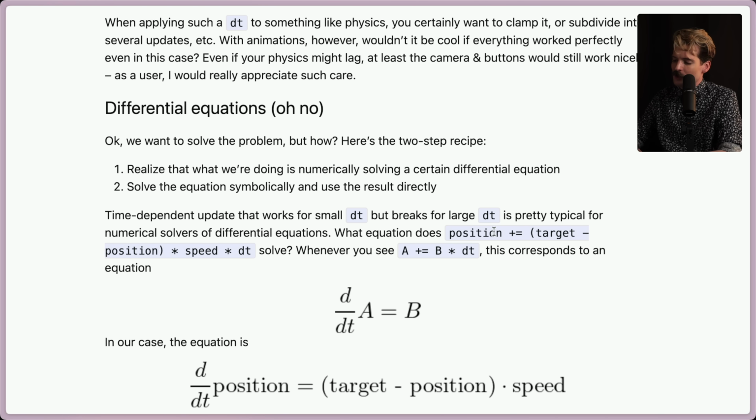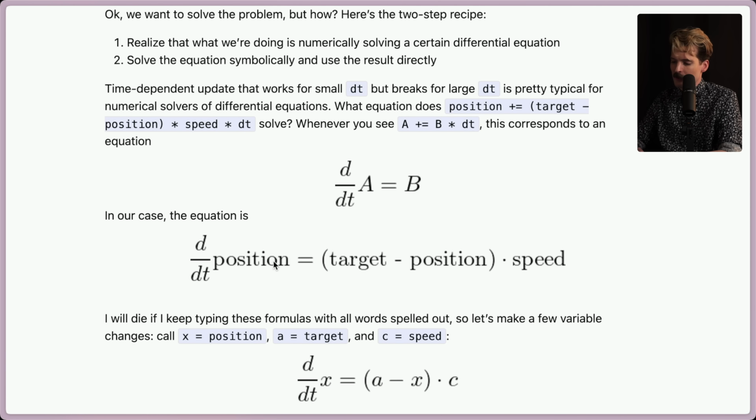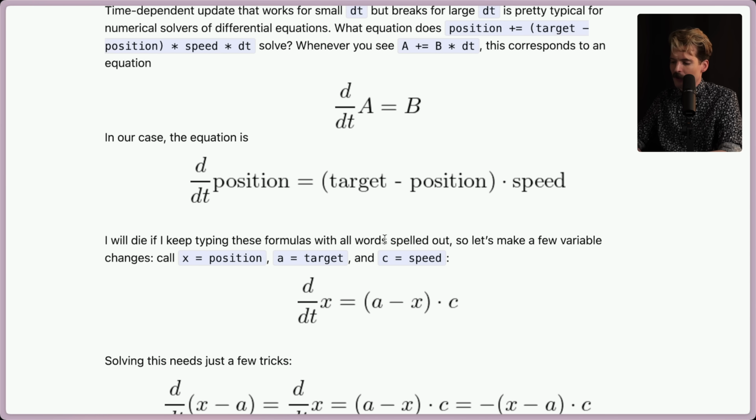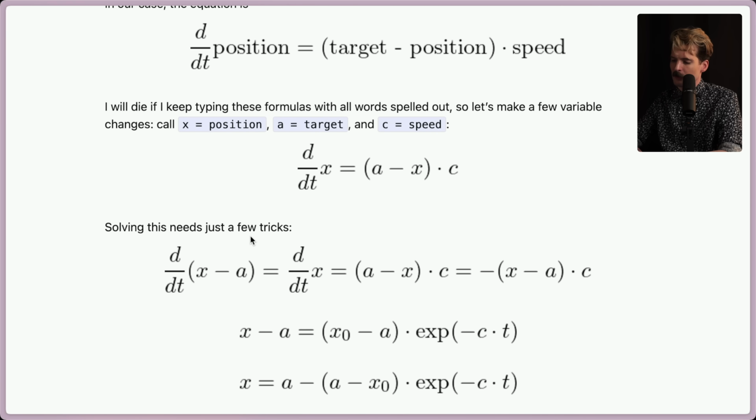What equation does position plus equals target minus position times speed times delta solve? Wherever you see a plus equals b times dt, this corresponds to an equation: delta a over delta time equals b. In our case, the equation is the delta of position over delta time equals target minus position times speed. I will die if I keep typing these formulas with all the words spelled out, so let's make a few variable changes. Call x equals position, a equals target, and c equals speed. I appreciated typing out the whole thing, but I understand. Cool. So x is position, a is target, c is speed. So this derivative of x is the same as a minus x times c. Solving this just needs a few simple tricks.